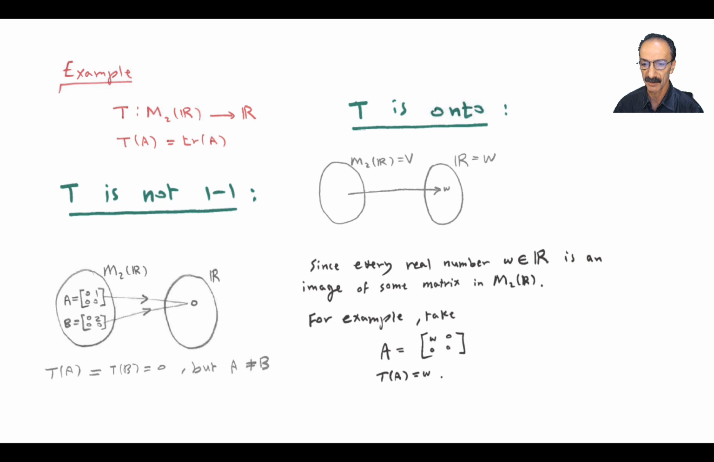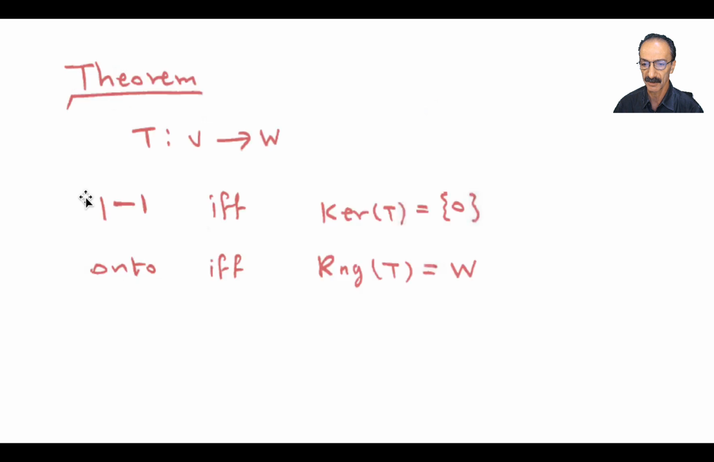Theorem. The transformation T that takes you from V to W would be one-to-one if and only if the kernel of T equals 0. Onto if and only if the range of T covers the whole vector space W. This is something that you should remember. It's kind of common sense. Onto means it covers the whole thing. So the range is covering the whole W that we're going to.